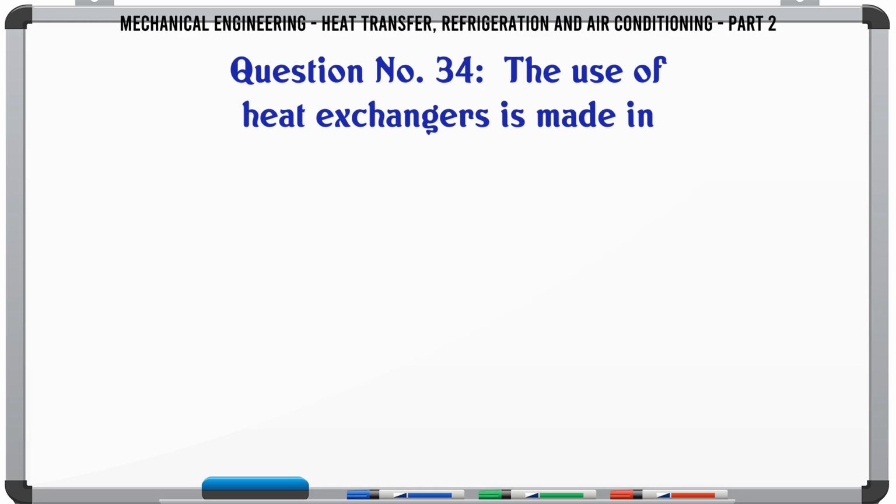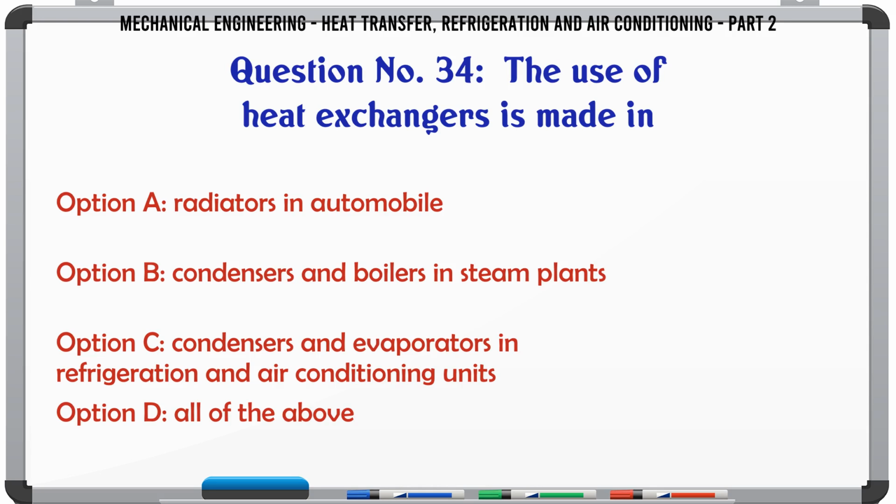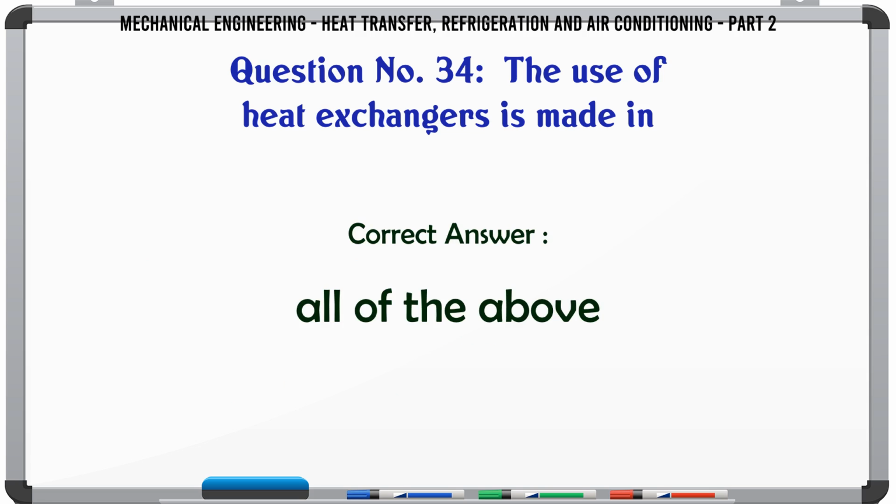The use of heat exchangers is made in A. Radiators in automobile. B. Condensers and boilers in steam plants. C. Condensers and evaporators in refrigeration and air conditioning units. D. All of the above. The correct answer is all of the above.